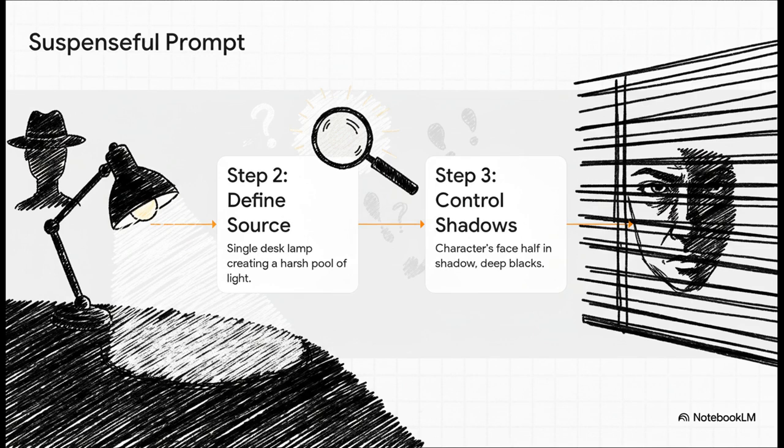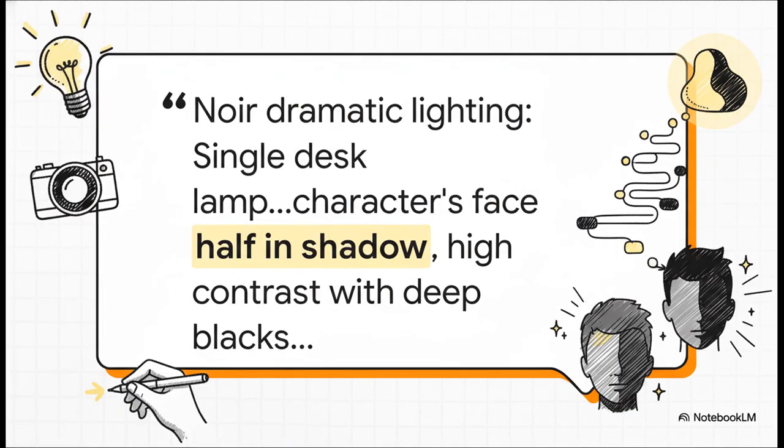Step 3, we control the shadows. We want the character's face half hidden in deep blacks. And for step 4, let's add a cool cinematic detail, like the shadows from Venetian blinds. See how we're layering these ideas one on top of the other? And here is the final prompt that pulls all of those layers together. It's specific, it's evocative, and it tells the AI not just what to create, but the mood it needs to create. This level of detail is what separates a generic, boring image from a really compelling story panel.